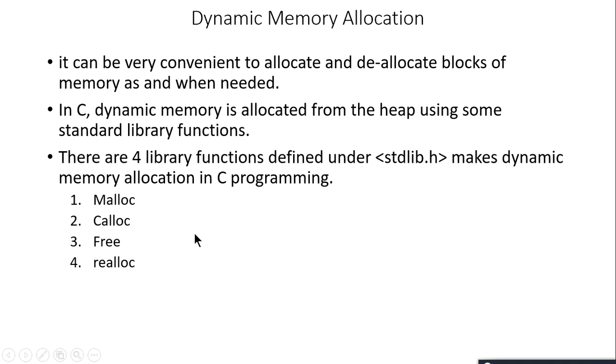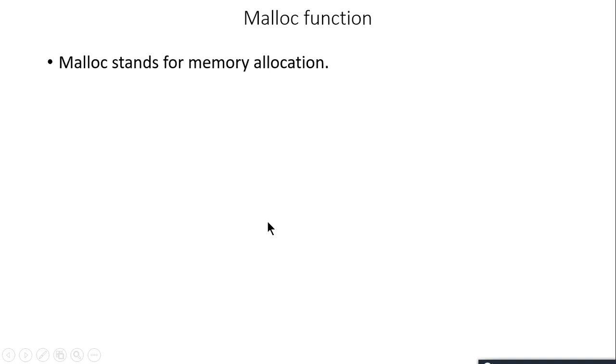There are 4 functions in stdlib.h that are mainly used: malloc, calloc, free and realloc. Malloc stands for memory allocation, calloc stands for contiguous memory allocation, free is used to free up the memory space, and realloc is used to reallocate the memory size if you require. So let's start studying these functions one by one. Let's start with the malloc function.